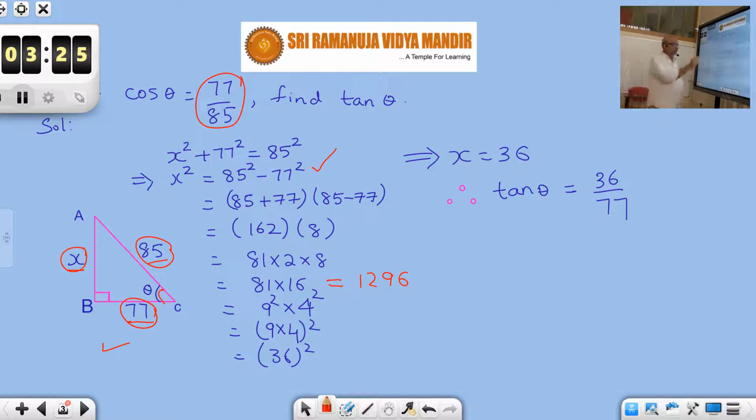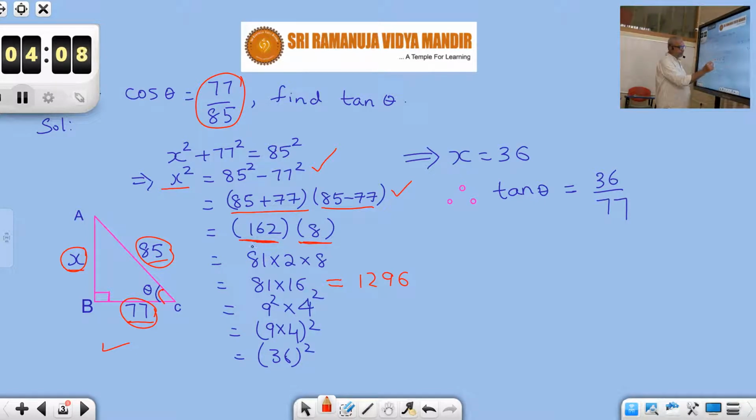Okay. Afterwards you are writing, all of you are writing a plus b into a minus b, that is 85 plus 77 into 85 minus 77. All of you are now following the easier method. But what is 85 plus 77? 162. 85 minus 77, 8. And after this, instead of writing it like this, see, this is x square. So we should try to write right hand side 162 into 8 as a perfect square.